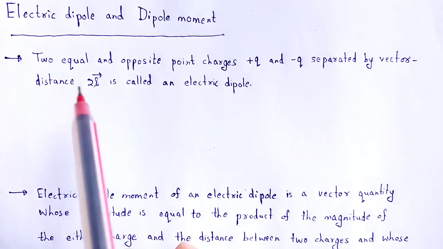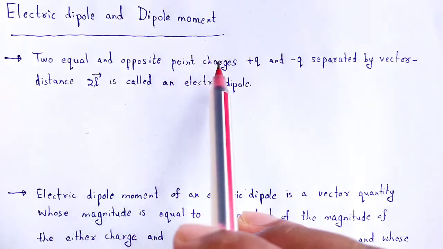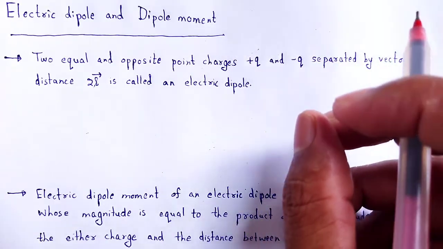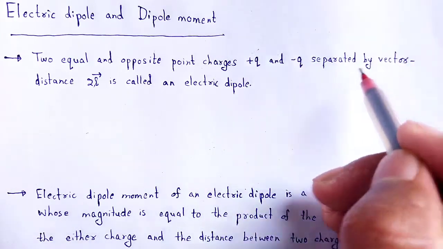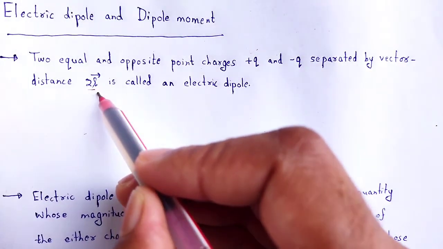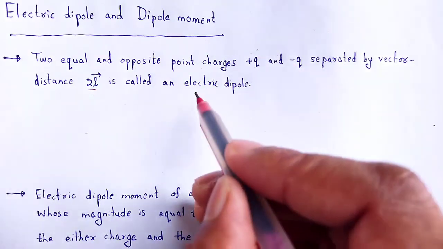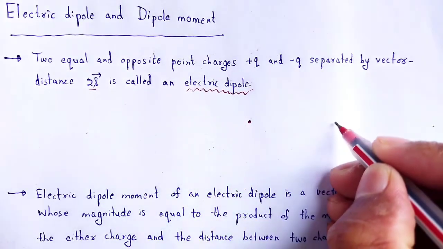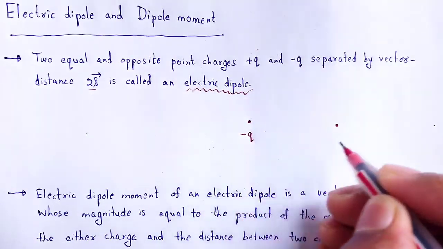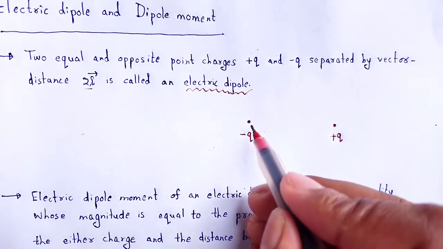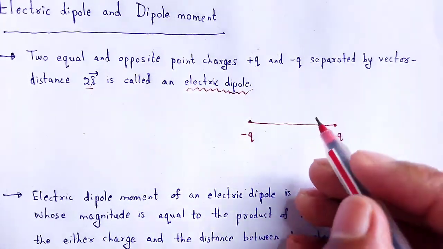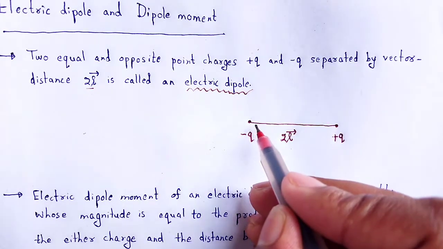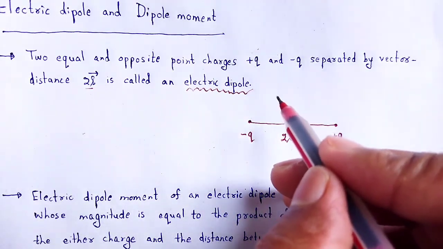Electric dipole: when two equal and opposite point charges, plus q and minus q, are separated by a vector distance, let 2L be the distance between these two point charges, it is known as an electric dipole.